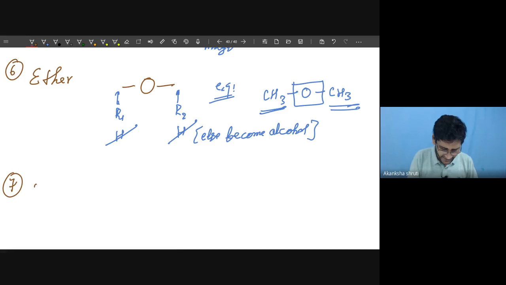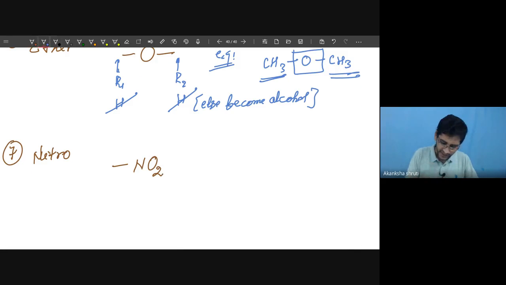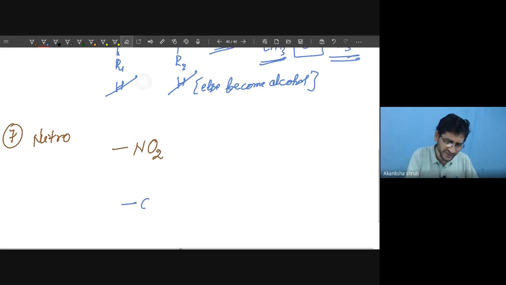The 7th, nitro group. If there is nitrogen and an NO2 group, NO2 or NO3 minus, that we have learned in our inorganic. But here it is not minus, it will form a bond. How is this a structure? The structure is a bit confusing at your level, but just understand this. You will say then 4 bonds are formed with this nitrogen.